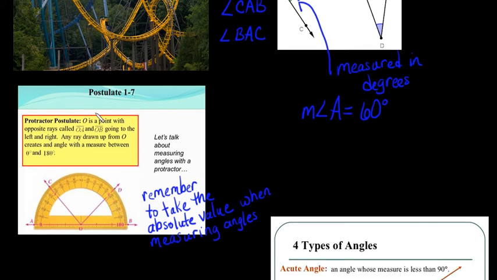1.7, remember they like to word these fancy. O is a point with opposite rays. See the opposite rays? OA is this to the left, and OB is going to the right. Any ray drawn up from O creates an angle with a measure somewhere between 0 and 180 degrees, because a straight line is 180 degrees. And remember, when we're measuring the angles, we need to take the absolute value between the 2 points when we subtract them.